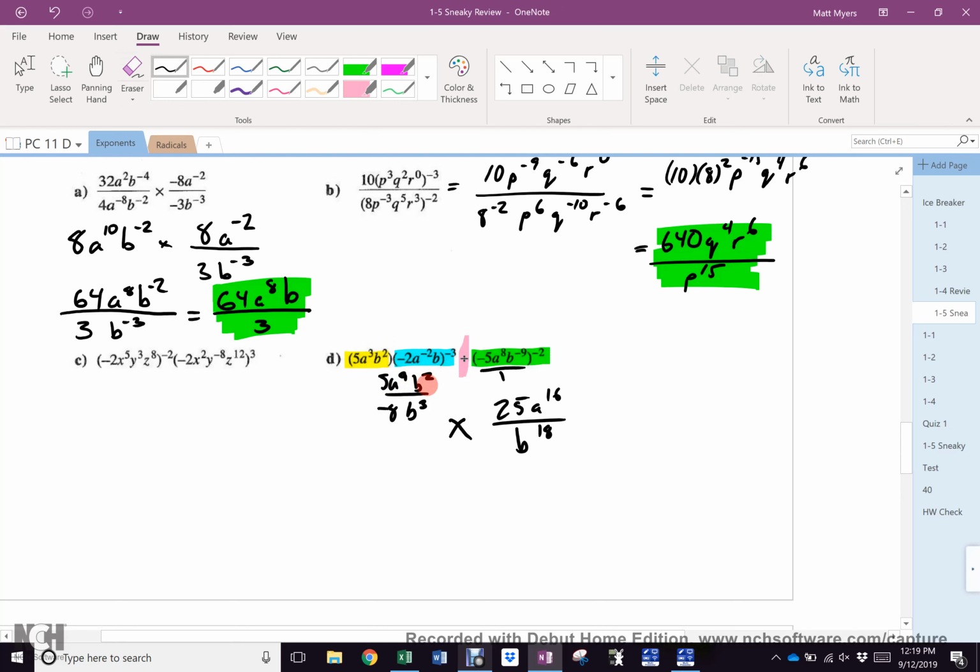Now, can I do any tidying? When it's fractions, I go straight across, yeah? So what's 5 times 25? 125. a to the 9th times a to the 16th is a to the 25th. b squared and nothing is b squared. Over negative 8, b to the 3 and b to the 18 is b to the 21. Now I just cancel. Cancel those two. Cancel two of those. And I'm done. Great.